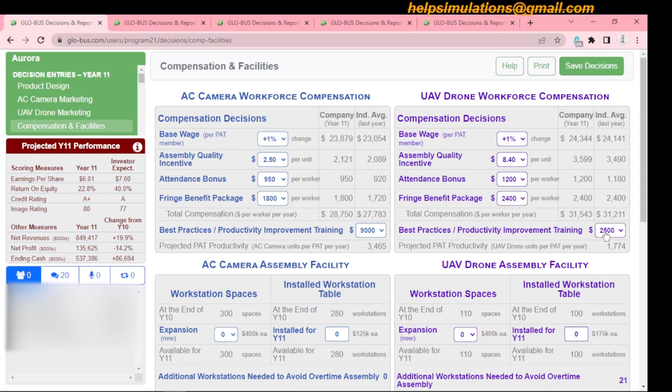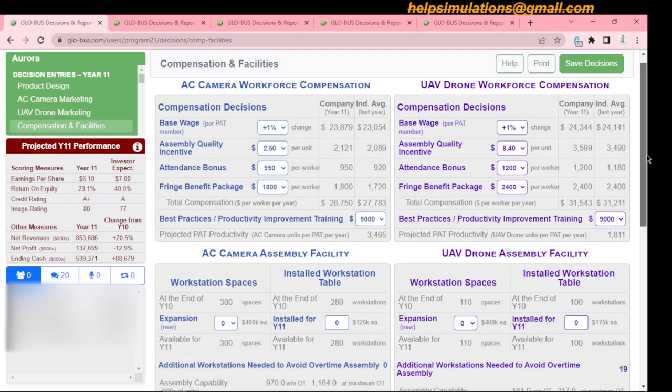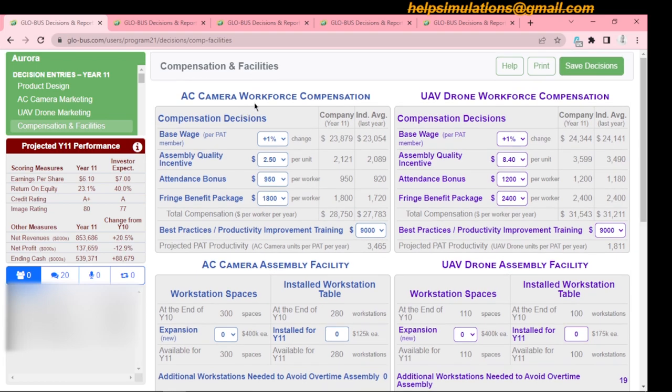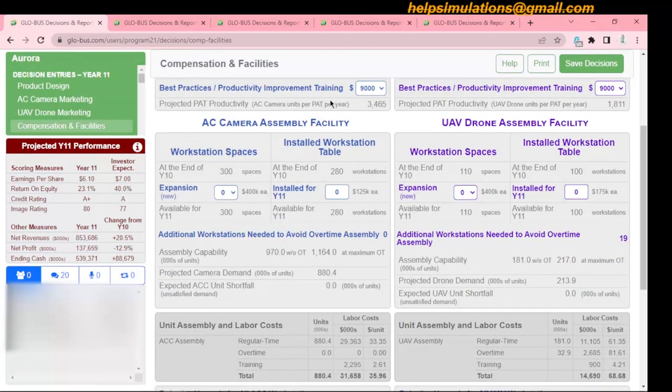For the best practice training, I'll also go with the decision that gives me the highest EPS. So I think the highest EPS is 6.10. So I think I'll max it up to get the highest EPS of 6.10. So that's the camera and the UAV drone workforce compensation decision. So we'll go to the assembly facilities. Under the assembly facilities, the assembly capability without overtime should always be around an equal figure to your projected camera demand. So for this case, I think we won't make any changes, so we leave them that way.